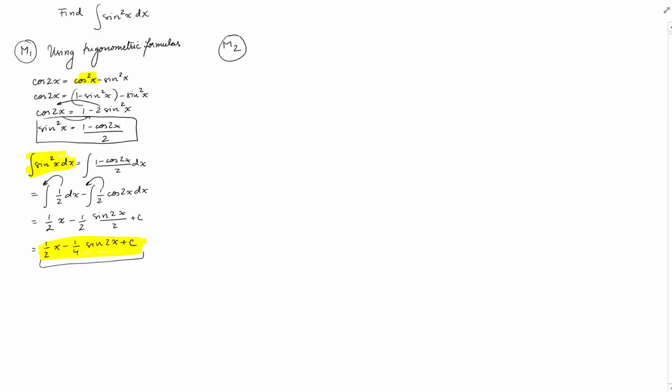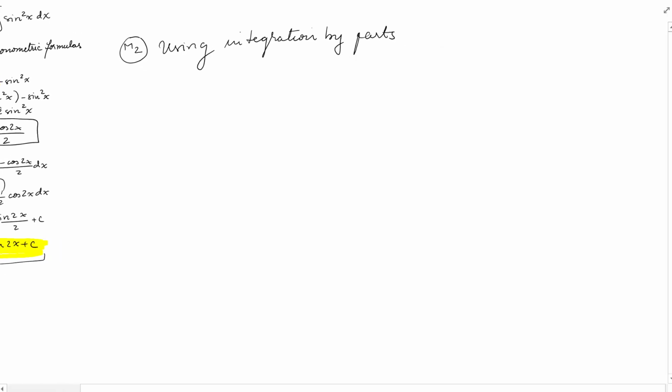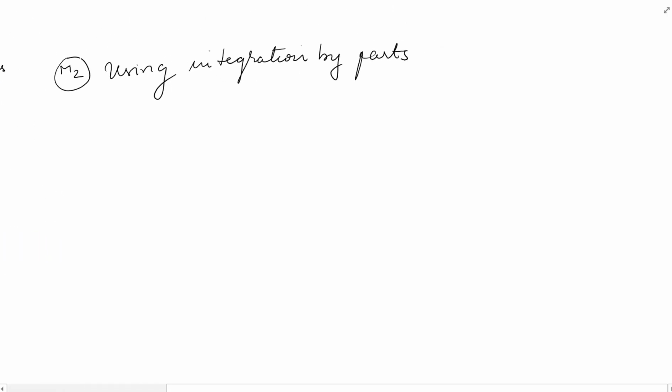Now let's try the same integral using integration by parts. So let's remember what that means. Well, integration by parts says if you have the integral of f prime times g of x dx, it equals f of x times g of x minus the integral of f of x times g prime of x dx.